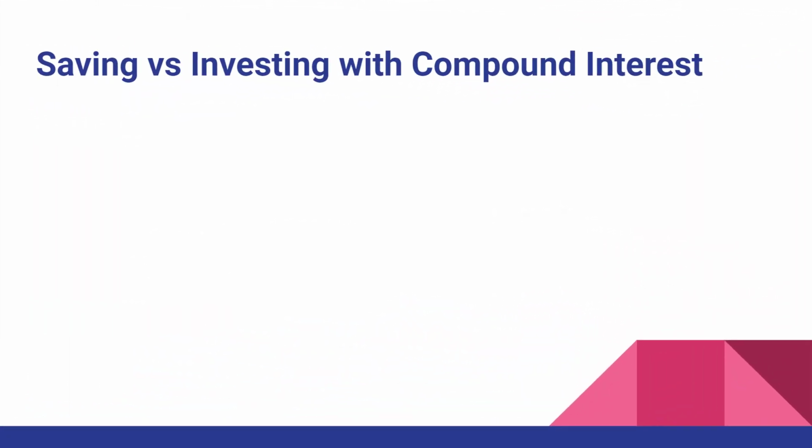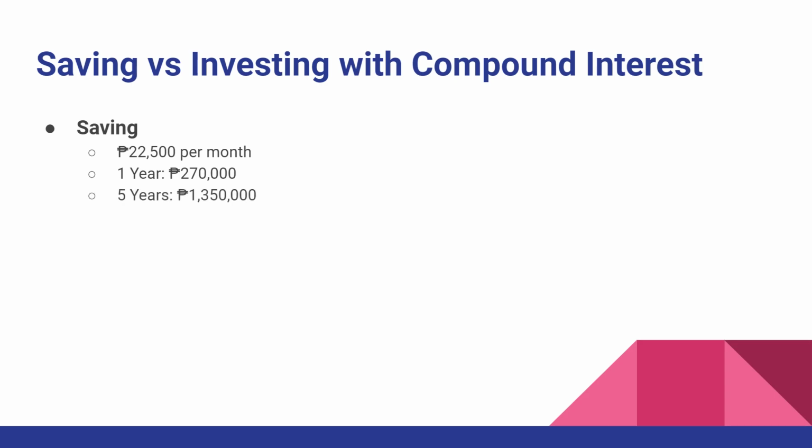So the next topic will be saving versus investing with compounding interest. So first, our example would be saving. For example, just a random number, you're saving 22,500 per month. So in 1 year, you're gonna get 270,000 in total. So that's 1 year. 5 years, 1,350,000 pesos. And then in 10 years, of course, just times 10, you're gonna get 2.7 million.